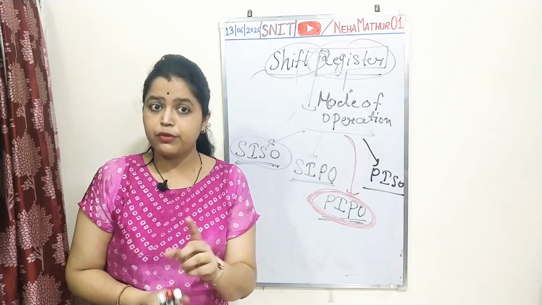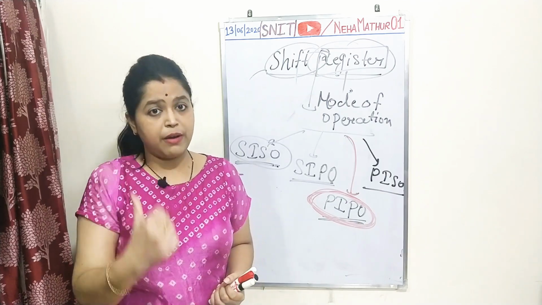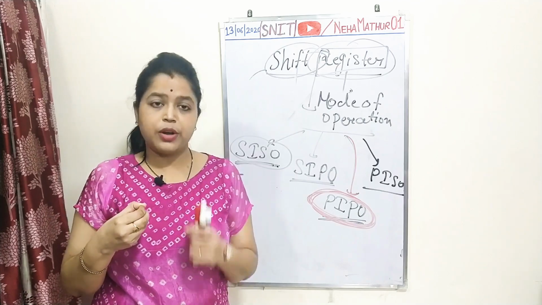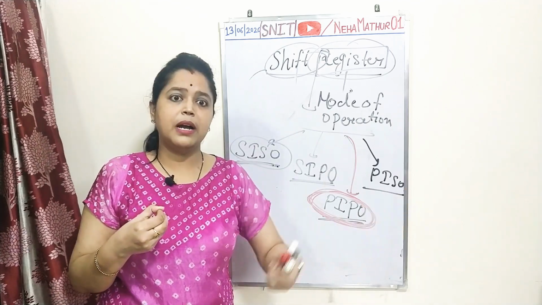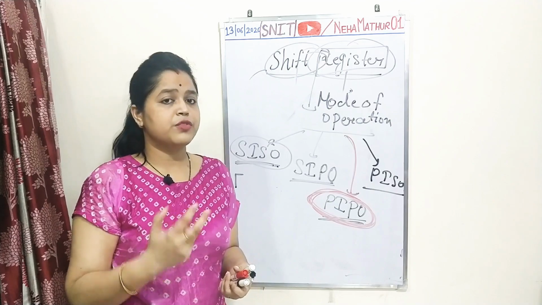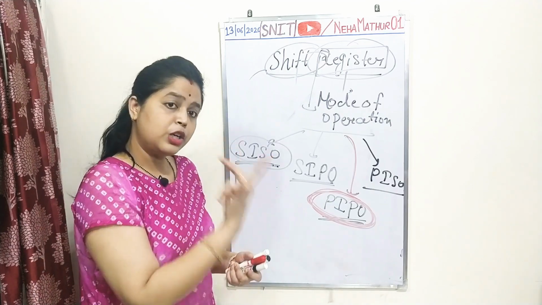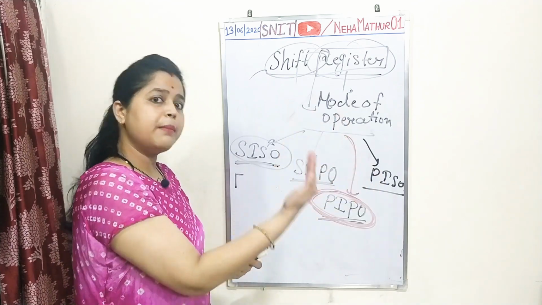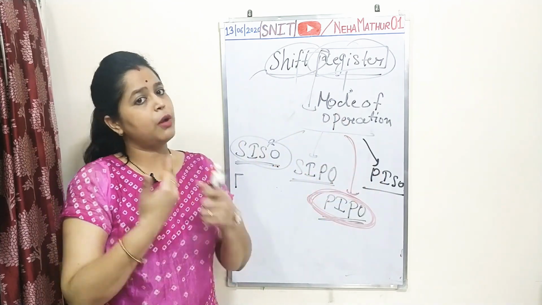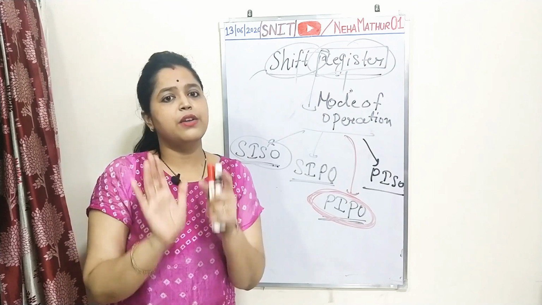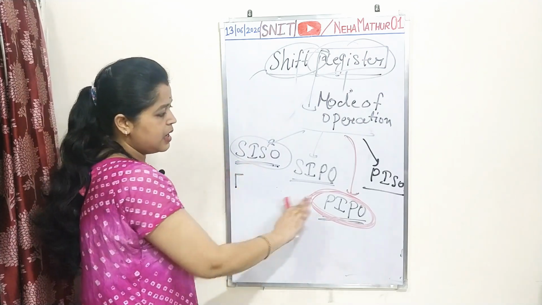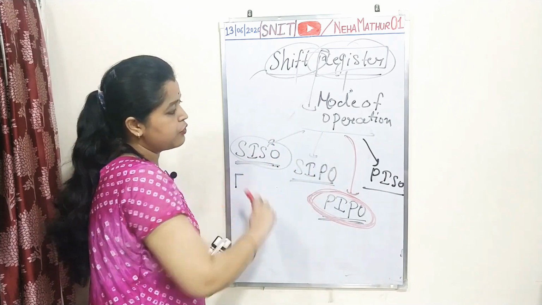I am again repeating, if you want to move your data from left to right, then you will have to apply input from the left side and you are retrieving your output from the right side. But for right to left shifting, just reverse the operation. Now apply your input from the right side, and by following the same mechanism you are getting your output from the left side. Just this is the difference about direction. Now this is just the mode of operation.